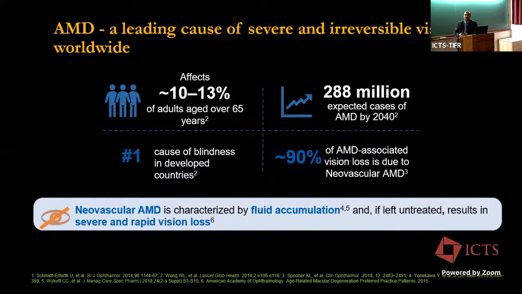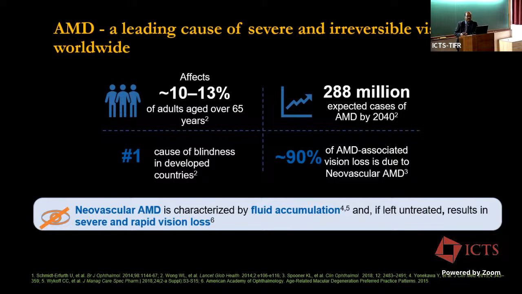Now, why are we focused, and why am I talking about AMD at all? It has been recognized very clearly that AMD is a leading cause of severe and irreversible vision loss globally. It affects 10 to 13% of adults over 65 years of age, and is the number one cause of blindness in the developed countries. Almost 288 million patients are expected to have AMD by 2040.